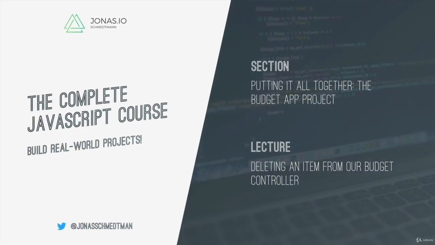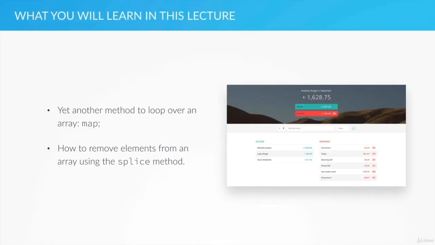Let's now create a new method in our budget controller so that we can delete an item from our data structure. And so in this lecture, you're going to learn yet another method to loop over an array, which is called map, and you'll learn how to remove elements from an array using the splice method. So let's do that.